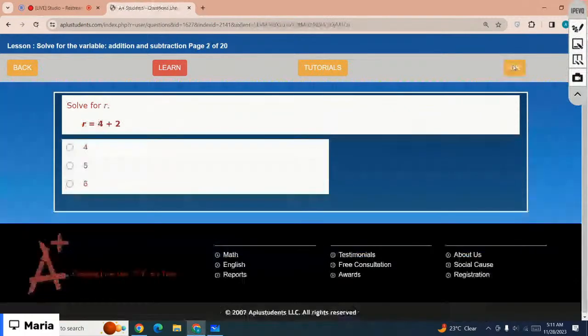Okay, solve for r is already isolated. You simply have to do 4 plus 2, so which is the correct option? You need to add them, right? 4 plus 2 equals 6.